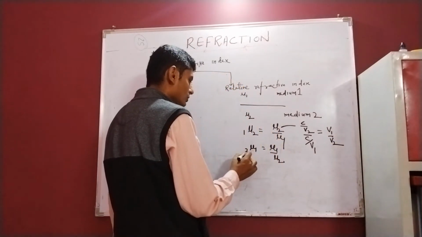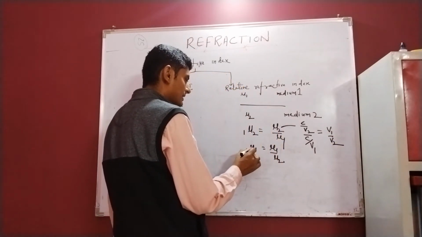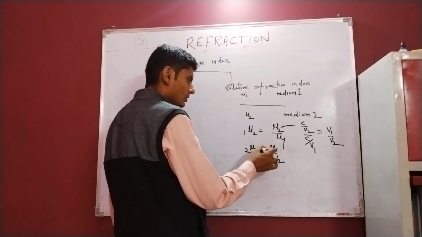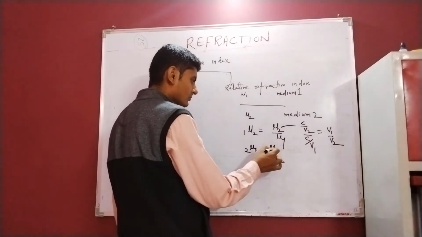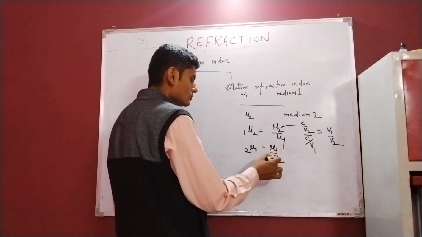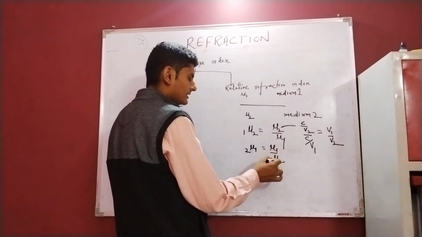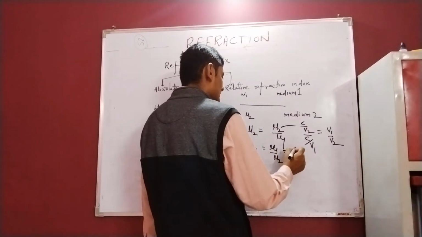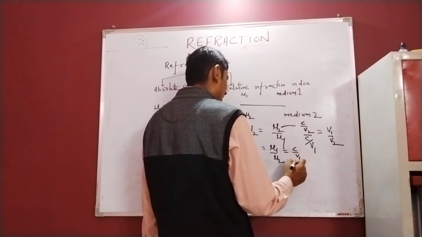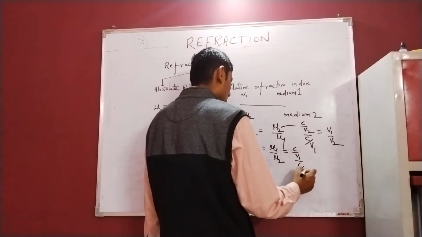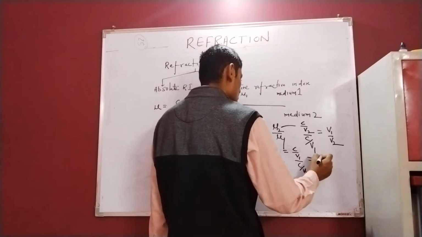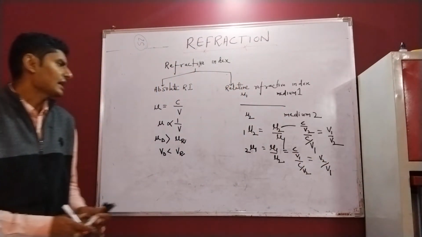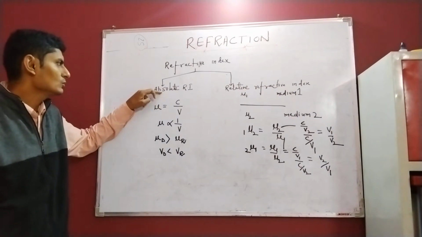Whereas mu12, this is the refractive index of 1 with respect to 2, and it is defined as the ratio of absolute refractive index of 1 to absolute refractive index of 2. So mu1 is C upon V1 and mu2 is C upon V2. So this is V2 upon V1.